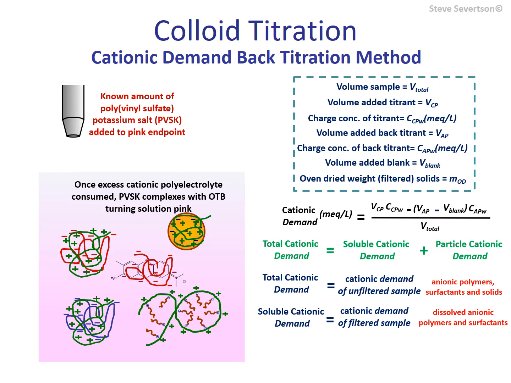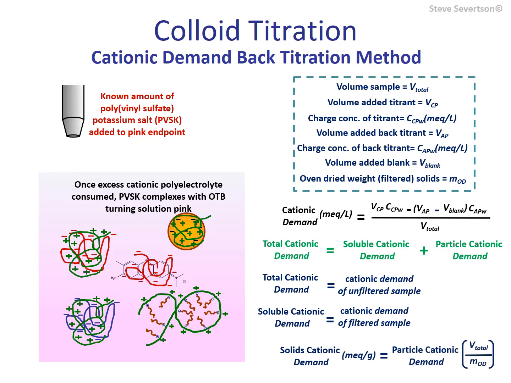Filtration is usually carried out using a 0.45 micron pore size filter membrane, but a 0.2 micron membrane is sometimes used as well. Finally, the calculation of the solids cationic demand is shown using the particle cationic demand and the solids level of the colloid or suspension.